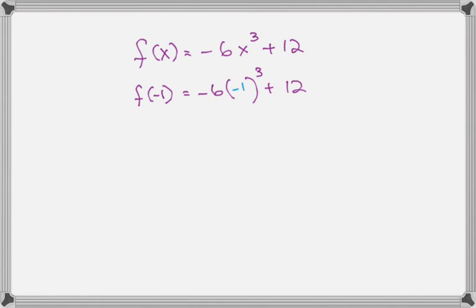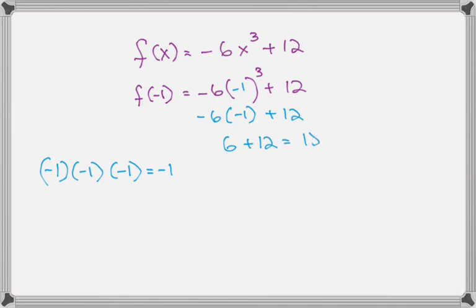Now we have to do the exponents first. Negative 1 times negative 1 times negative 1. Negative 1 to the third power is a negative 1, right? So negative 6 times negative 1 plus 12. Negative 6 times negative 1 is a positive 6, plus 12 is 18. And our ordered pair is negative 1, 18.